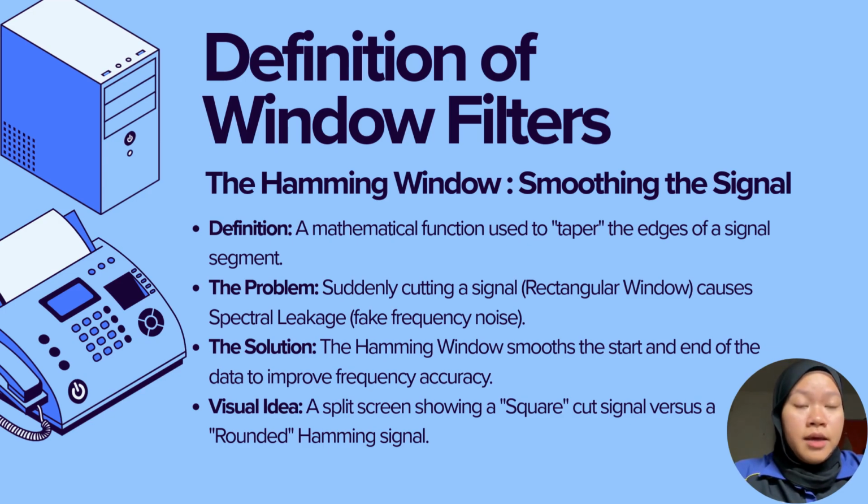The solution is the Hamming window. Through this function, we round off the beginning and end of our data segment. This rounding off step improves our frequency accuracy by eliminating this mathematical steepness. As the final point, if we examine the visual slide, it is possible to see a comparison between, on one side, a square cut signal with harsh edges, and on the other side, a rounded Hamming signal that is much more natural and ready for close analysis.